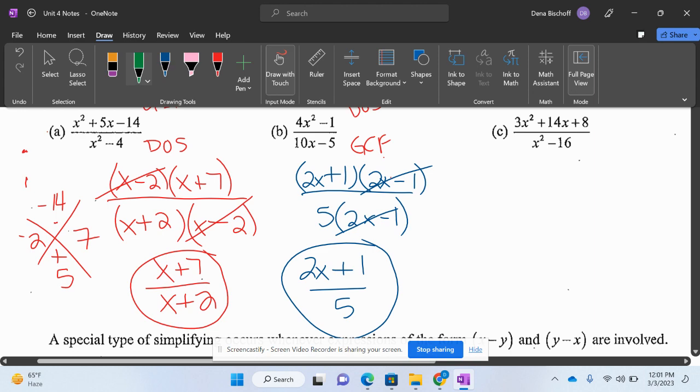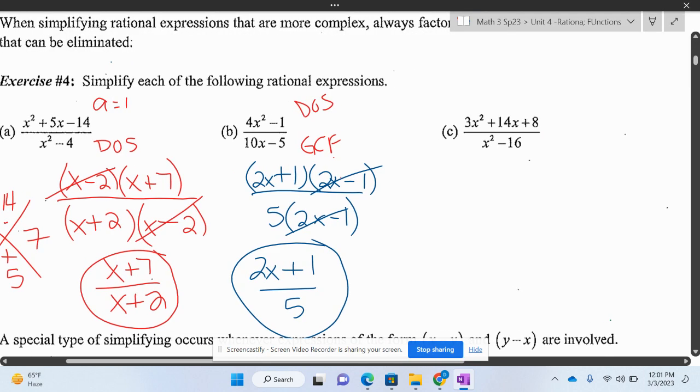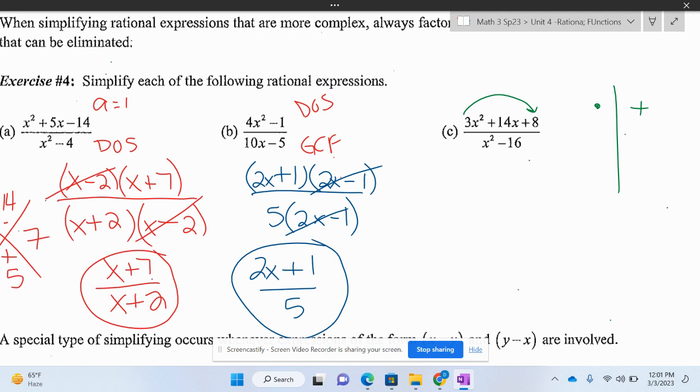All right, example C, a little bit harder because A does not equal 1. A is greater than 1, right? So when we think about our times plus chart, 3 times 4 is 24, and it has to add up to 14. So what two numbers can I multiply together? 12 and 2. 12 times 2 is 24, and 12 plus 2 is 14. Does that make sense? So we have to factor this by grouping.